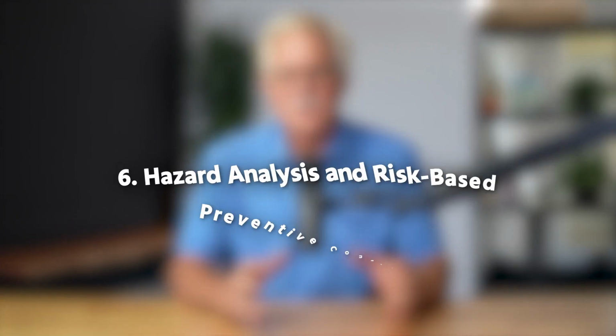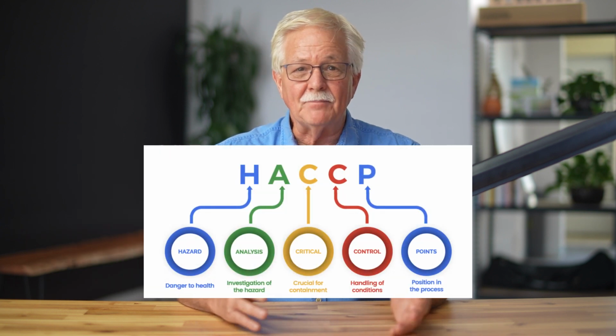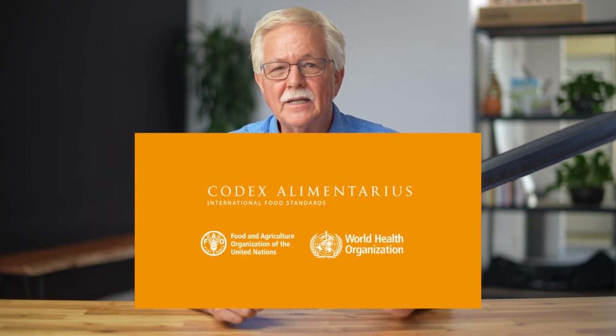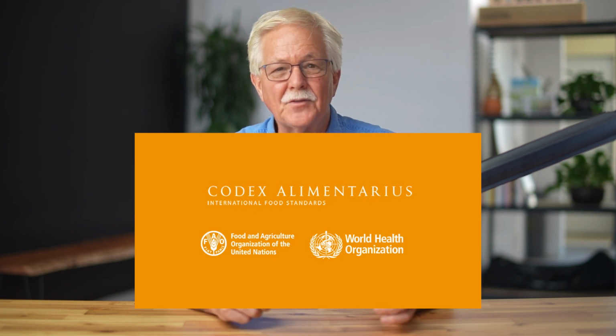Next is hazard analysis and risk-based preventative controls. In several industries and regions of the world, this is referred to as HACCP, pronounced HASSIP, for Hazard Analysis and Critical Control Point. This is a system adopted by the Codex Alimentarius Commission, established by the Food and Agriculture Organization and the World Health Organization.